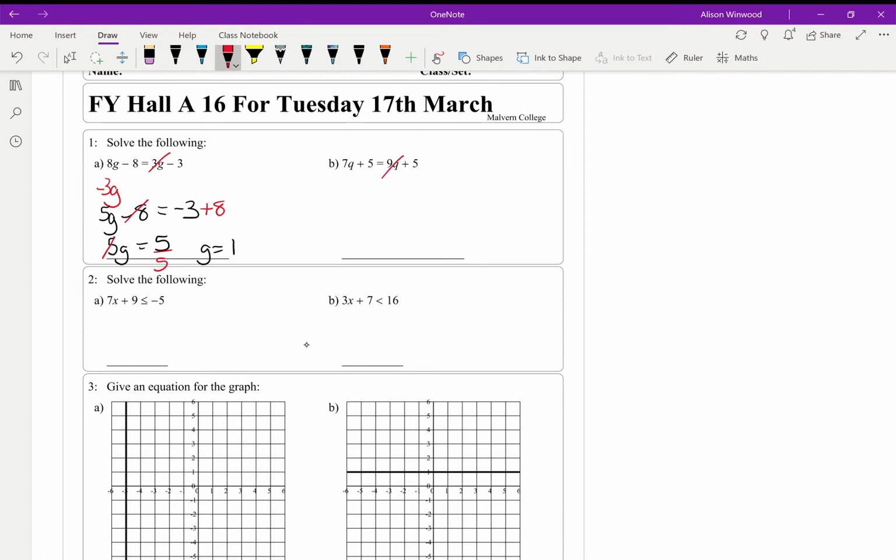This one I'm going to move the 9q across, so I'm going to subtract 9q, which makes -2q + 5 = 5. Opposite of add 5 is subtract 5, so -2q = 0, and dividing by -2 leaves me with q = 0.